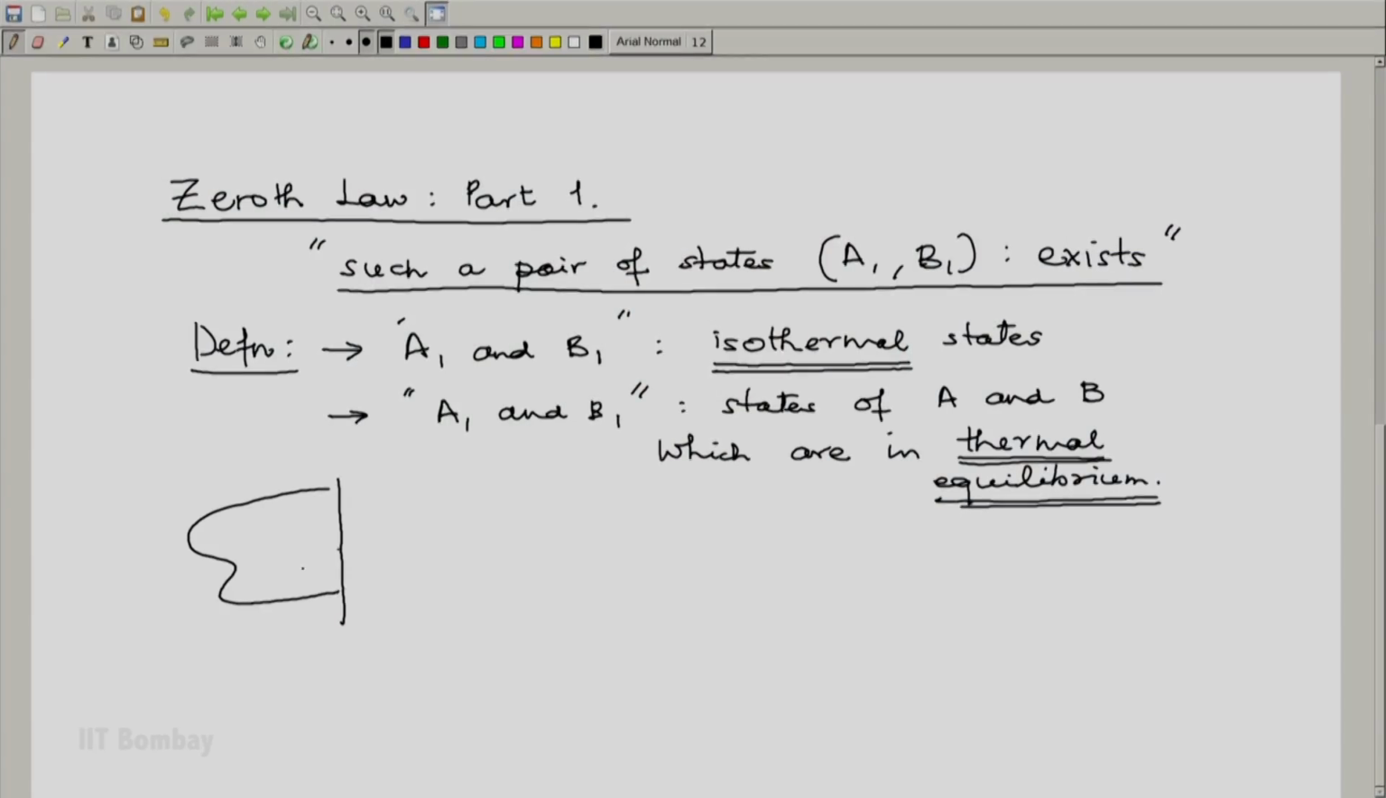It means the same thing, that if you allow system A in its state A1 and system B in its state B1 to interact across a diathermic wall, in spite of that there will be no heat transfer. And the first part of Zeroth law is the existence of such pairs of states.